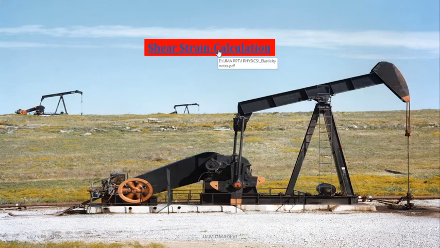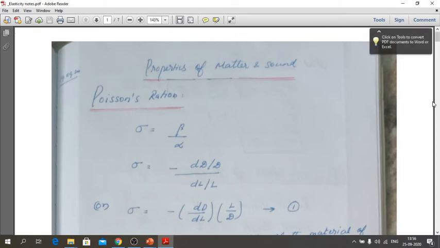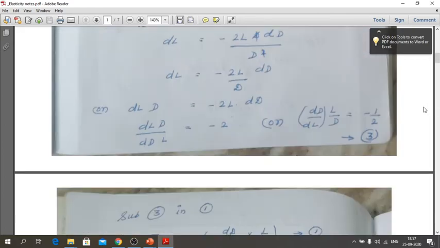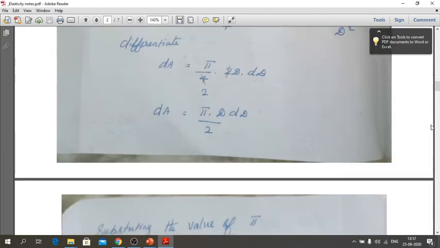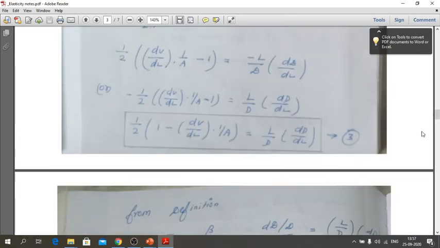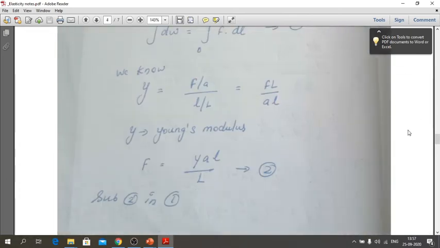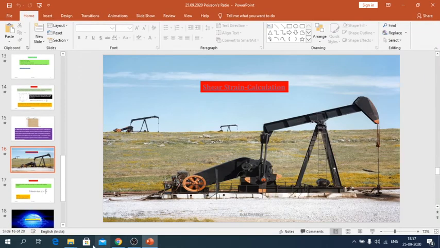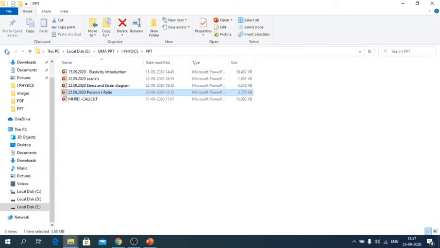Next, I will move to the shear strain calculation. Longitudinal strain we have already seen. I'll look at the next step.